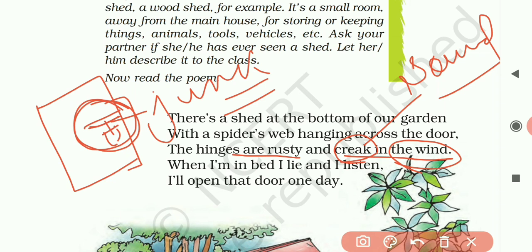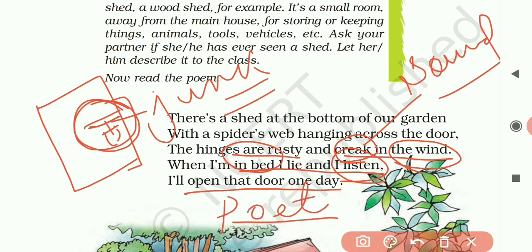When I'm in bed, I lie and listen. Okay, and the little boy, our young poet, simply listens to those sounds right from his bed. I will open that door one day. Now this little boy, the poet, says that I will open it one day. It shows that he is very much curious. He has curiosity in the mind. He wants to know what is there inside it.